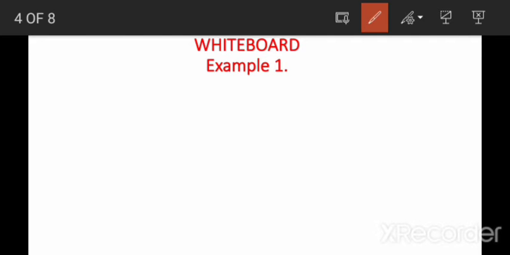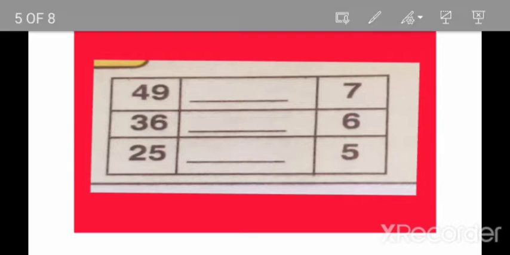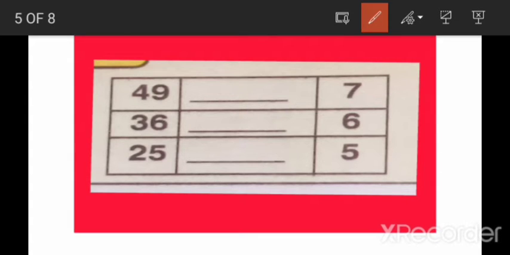That leads us straight to example number 2. Here we have a rectangle divided into 6 compartments. On the left hand side we have 49, 36 and 25, and on the right hand side we have 7, 6 and 5. Now the concept used here is the squaring of numbers as well as taking square roots of numbers. In this situation, assuming 49 was not given to us, how do we get our 49?